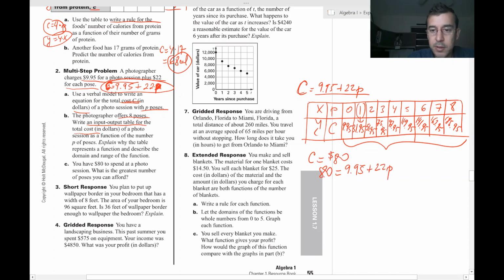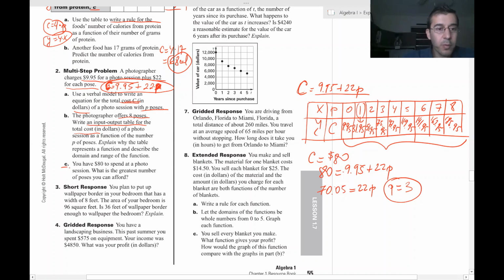9.95 is positive, on the other side will be negative, so 80 minus 9.95, or 80 minus 10 is 70, but it's going to be 70.05, right, equals 22p, or p is 70.05 divided by 22, or that is 3 point something. So you can have 3 point something, so the maximum number of poses you can have is 3. Okay, that's for C.